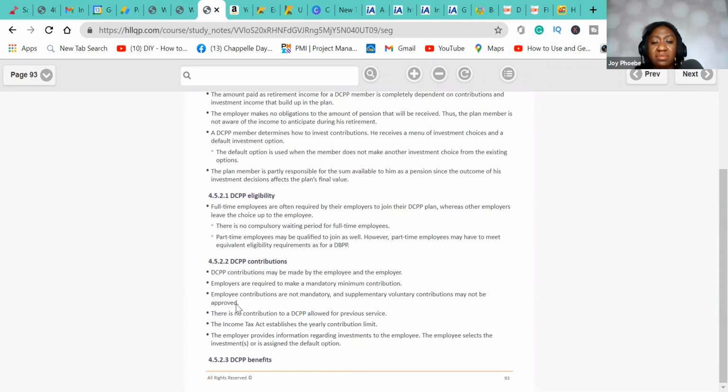Okay. Defined contribution pension plan contributions may be made by the employee and the employer. Okay. Employee contributions are not mandatory, and supplementary voluntary contributions may not be approved. There is no contribution to the defined contribution pension plan allowed for previous service. So the income tax limit is established by the year of contribution, and the employer provides information regarding investment to the employees. Okay.